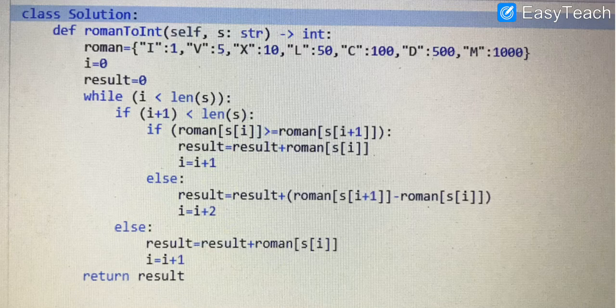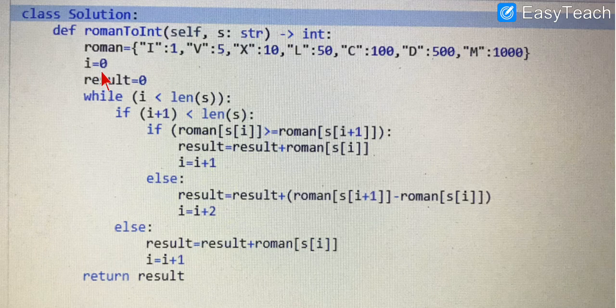So now let's look at the code. We get the string as the input from the definition. So this is the dictionary. The dictionary is created such that this is the key and this is the value. So the I character is given the value of 1. Similarly, V is given 5 and so on.